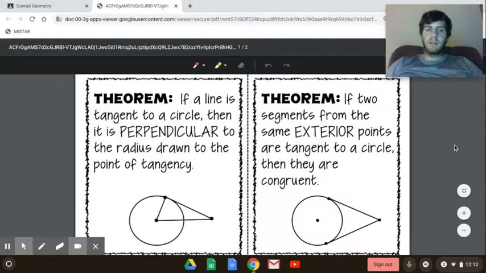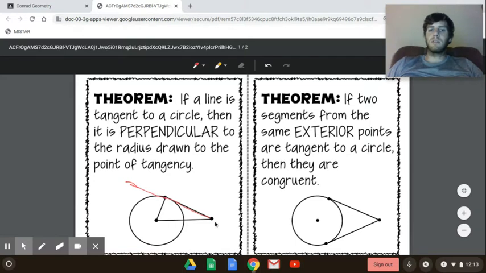All right, hi guys. These are the notes for tangent lines for circles. We have two theorems that we're going to use here. The first is that if a line is tangent to a circle, then it is perpendicular to the radius drawn to the point of tangency. So basically here we have a tangent line. And again, remember we defined a tangent line as a line that intersects the circle at exactly one point.